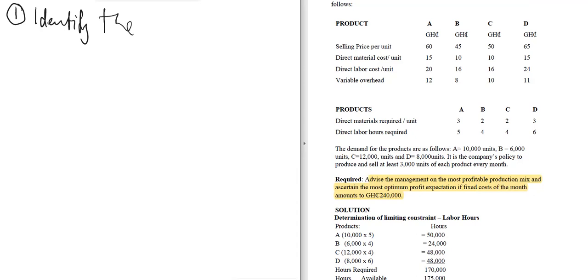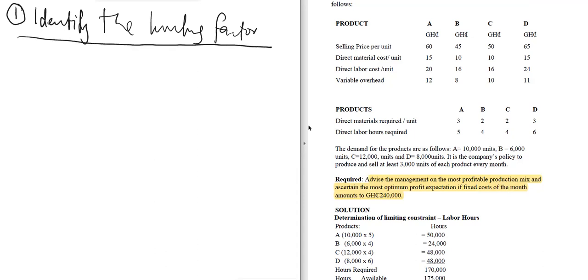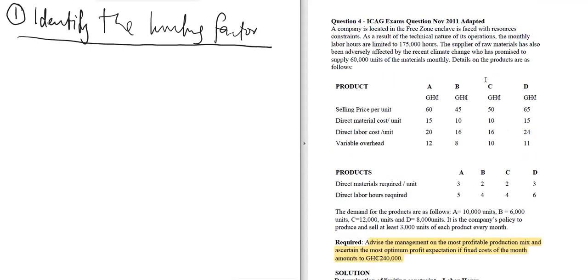identify the limiting factor. So I told you always, this is what you do. So what do you do? Let's test. So now look at the one which they've given you limitations of. It tells you the demand for the products. So they've given us the demand for the various products, right?